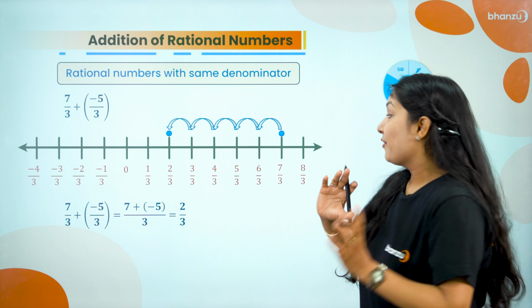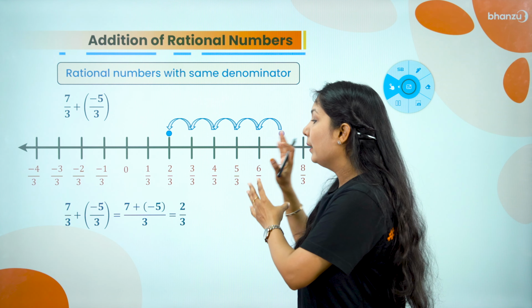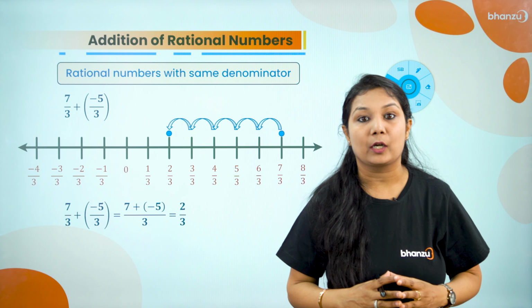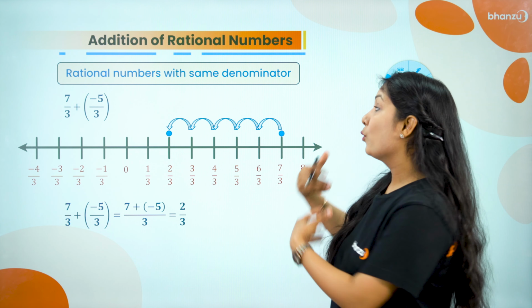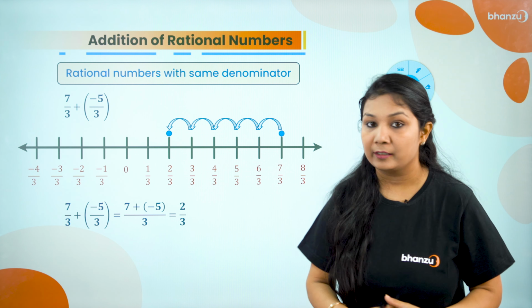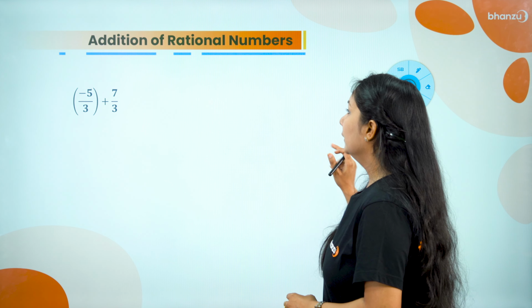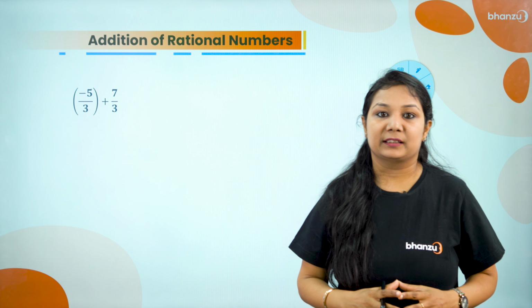So you can see whether we solve it by number line or the basic concept, we get the same answer. So this is how we work when we have the same denominators. Now moving ahead, let's take up this example.